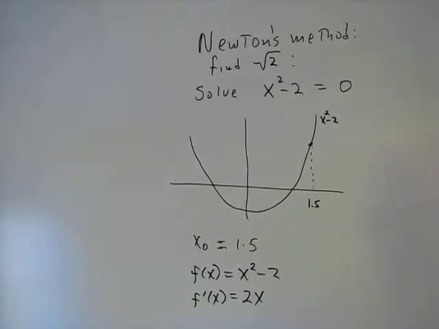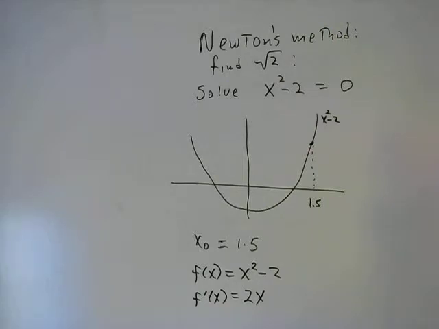This is a numerical example of Newton's method. We're going to use Newton's method to find a numerical value for the square root of 2. We'll do that by solving the equation x squared minus 2 equals 0. So we'll find a root of f of x equals x squared minus 2.